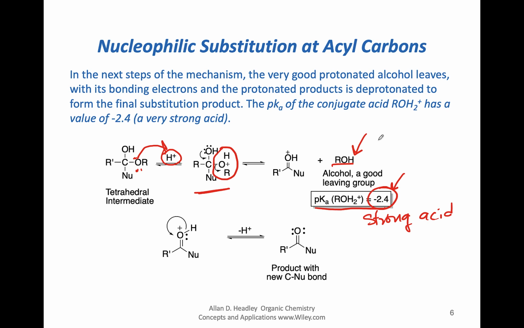If it's a strong acid, this is a weak base. A very weak base, in fact. So therefore, this is an extremely good leaving group. Of course, once you have this, it's just a matter of losing this proton here to give your product, which means that the acid here is really a catalyst because it's used and then regenerated.